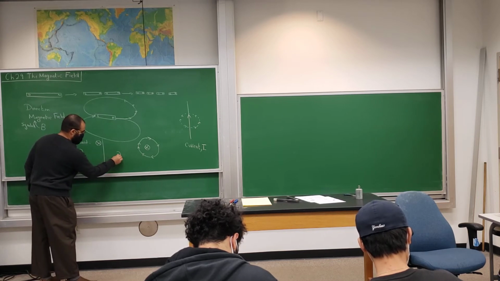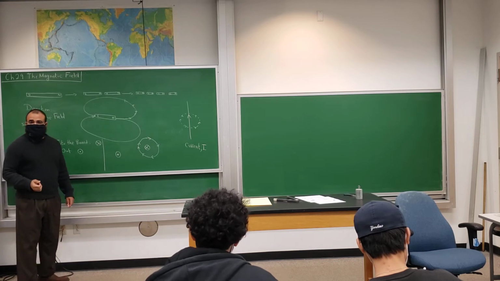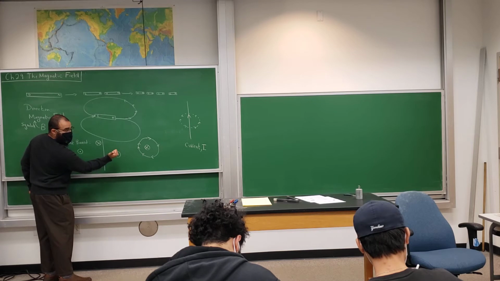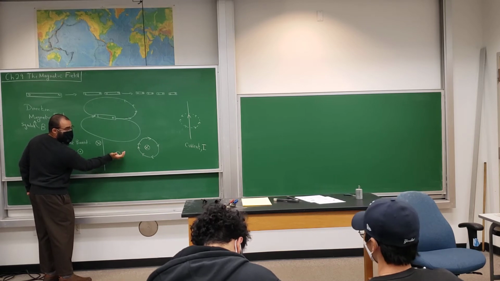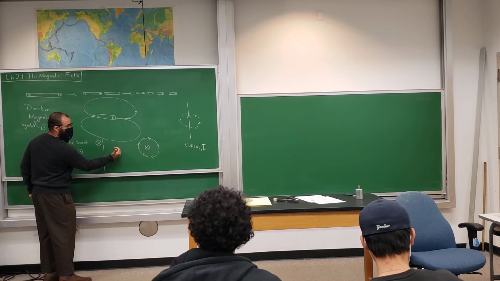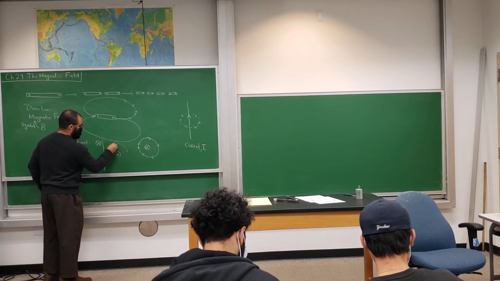So let's say the current is coming out. You can do the experiment, and you find that here's the current coming out. Turn my fingers: in what direction is the circle? Clockwise or counterclockwise? Counterclockwise. So the circle is counterclockwise.